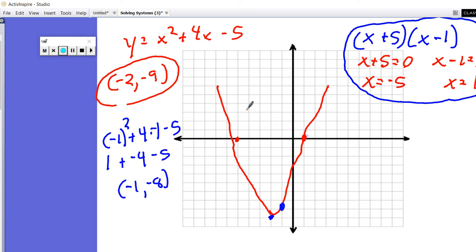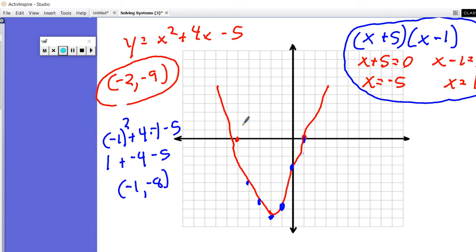Then I can plug in 0, and where does it fall? Then I can plug in 1, and I can start getting an idea, plug in negative 3, negative 4, negative 5, and get an idea of what this graph looks like.